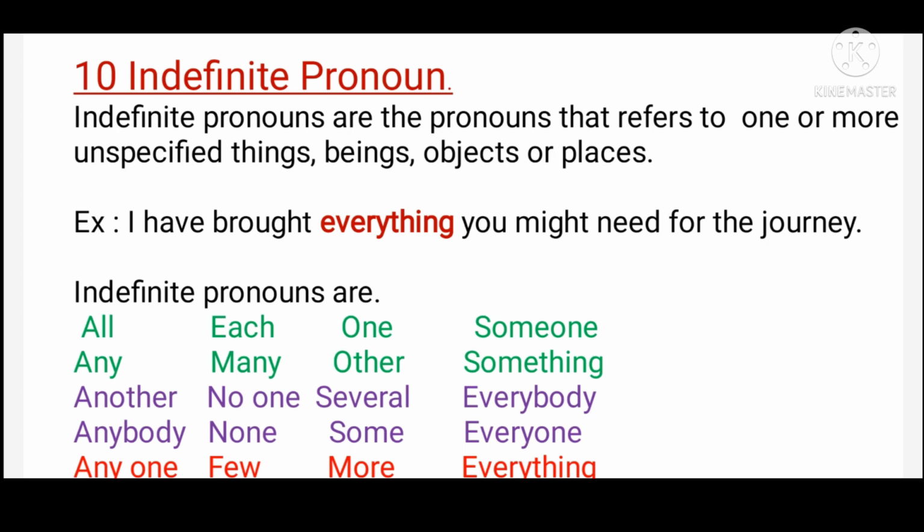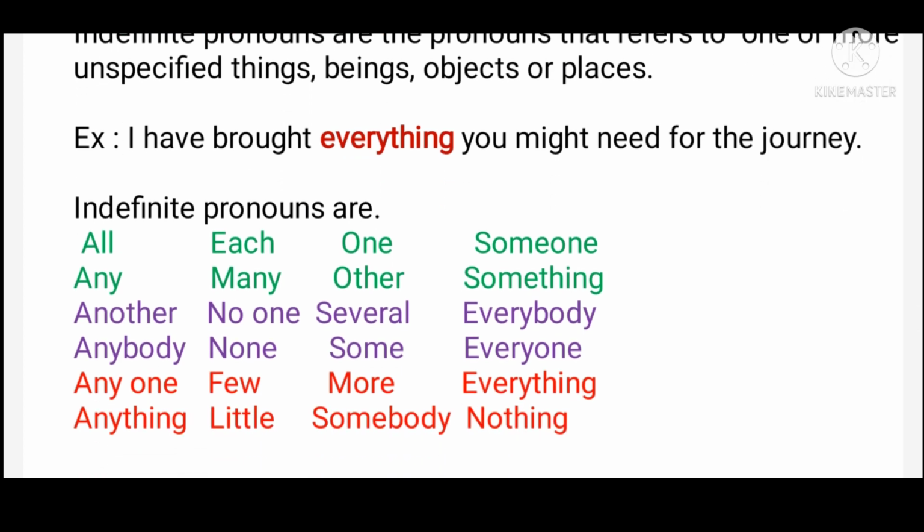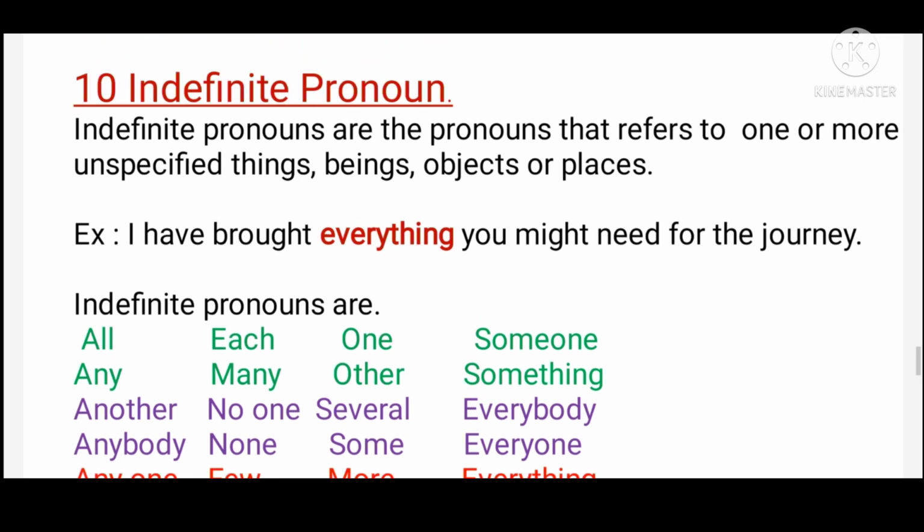Now indefinite pronouns are all, each, one, someone, many, others, something, another. There are a number of pronouns we can see.